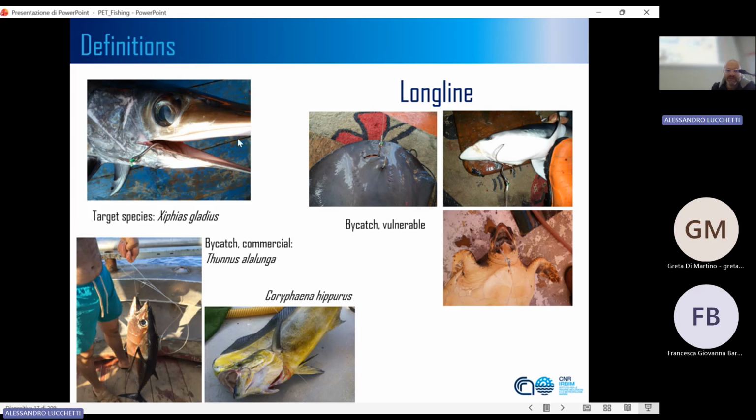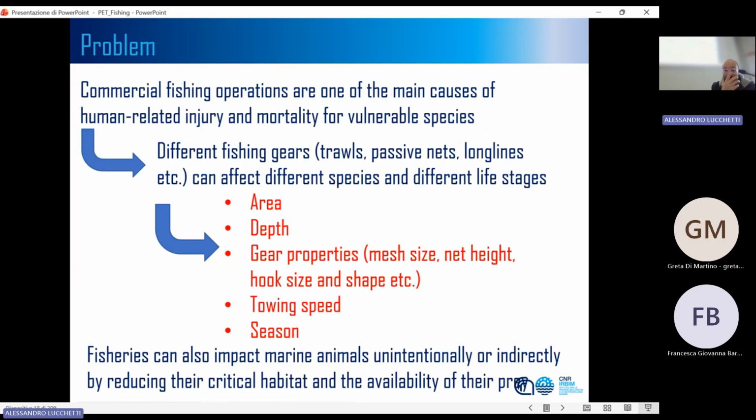Therefore, the target species is the swordfish, and you also have other bycatch of other commercial species, because the target species is the swordfish, but other types of bycatch are sharks, sea turtles, and sometimes also seabirds. If you go to some areas of Italy, let's say Lampedusa, they have a quite local problem with seabirds. Therefore, commercial fishery is one of the main causes of human-related mortality and injuries for vulnerable species.